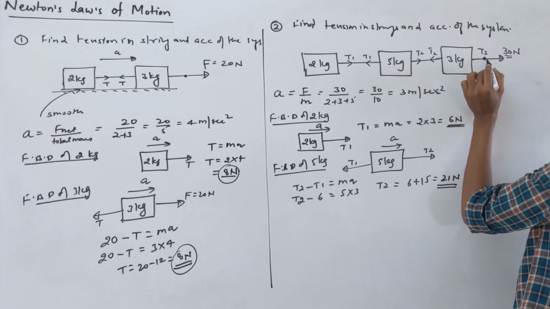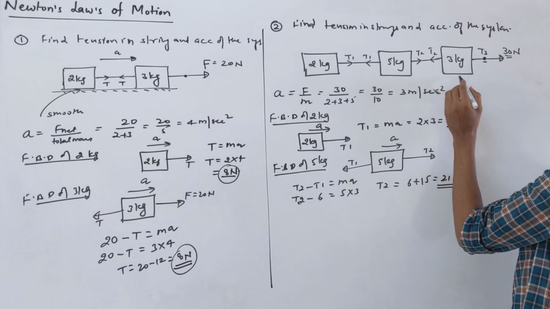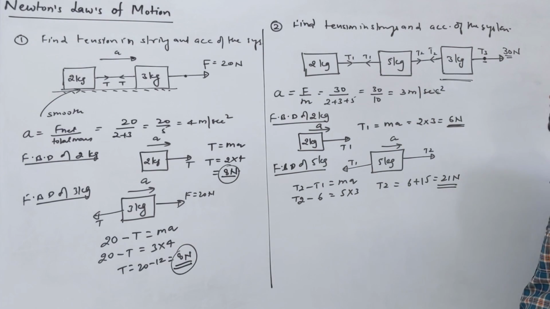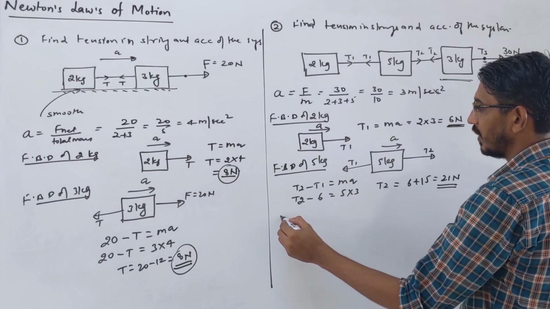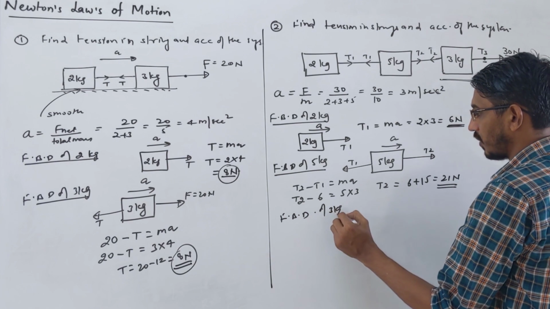Understand that T3 will not be asked, but even if they ask, this string is the same as this 30 Newton itself. If you're confused, let's take the FBD of this body also and check whether T3 really comes out to 30 Newton. It should. You don't need to calculate it in real. FBD of the 3 kg body, suppose you talk.